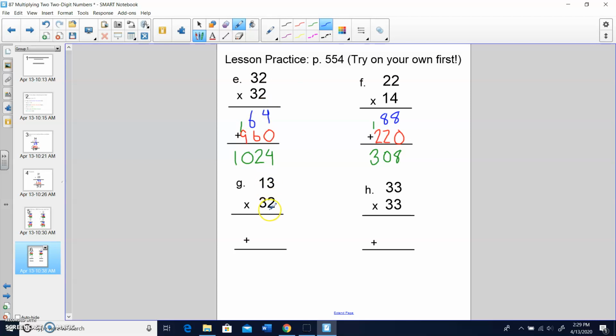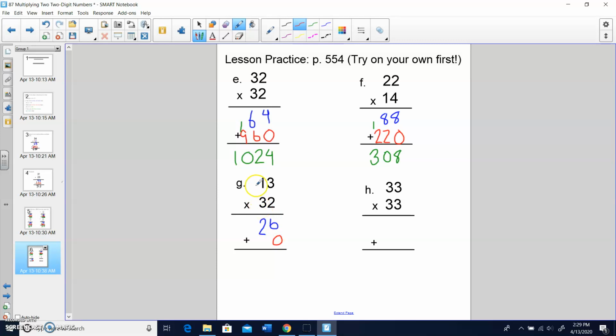Okay, starting with the ones place, so I'm taking 2 times 13, which you can do in your head if you want to, or you can work it out one digit at a time. 2 times 3 is 6, and 2 times 1 is 2. Or 2 times 13 is 26. Move to the tens place. Since I'm moving over to the tens place, I want to hold that spot. You don't have to put the 0 here, but I like to so I don't forget.